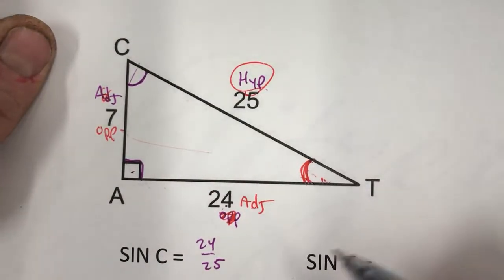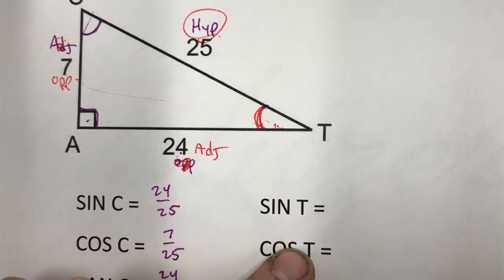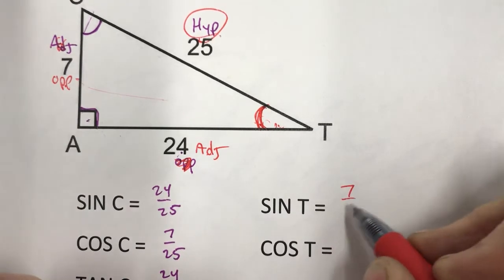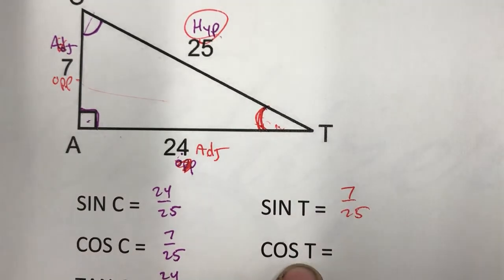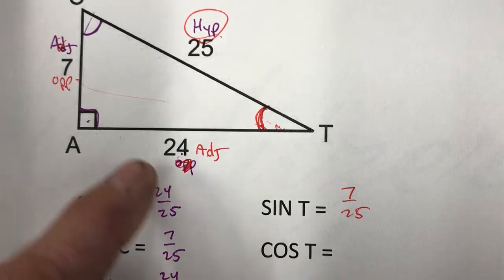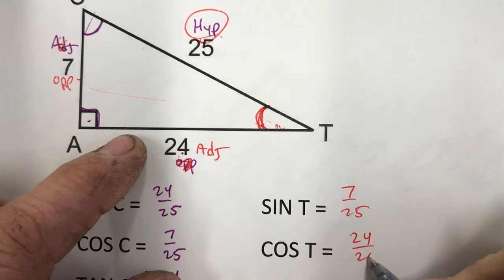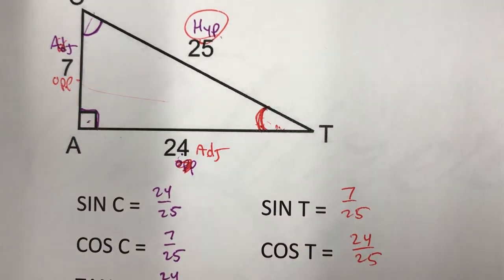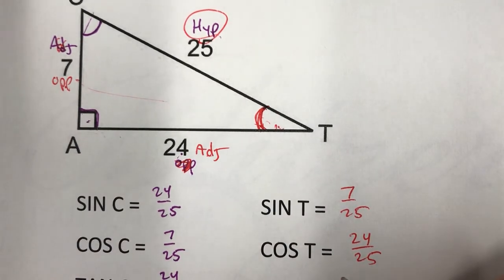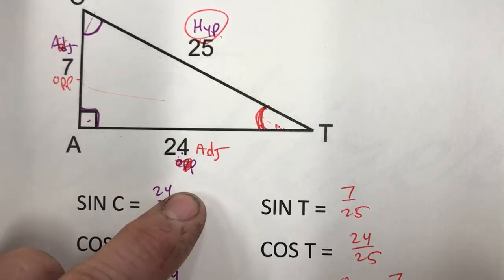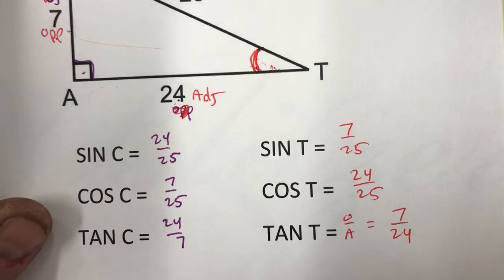This is adjacent. So now if I do sine, sine is opposite over hypotenuse. That's going to be 7 over 25. Cosine of T, cosine is adjacent over hypotenuse, so it's going to be 24 over 25. Then tangent of T, this is opposite over adjacent. So it's going to be opposite, which is 7, over adjacent, 24.